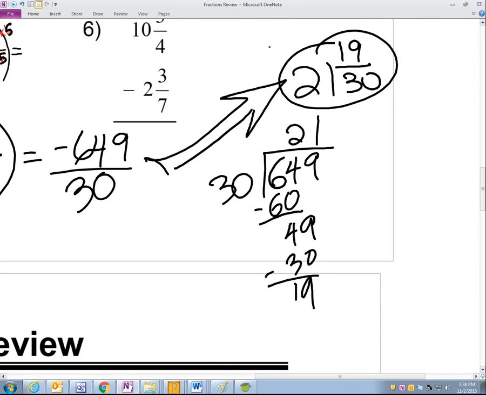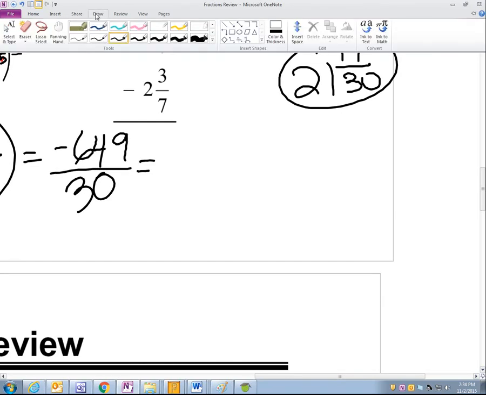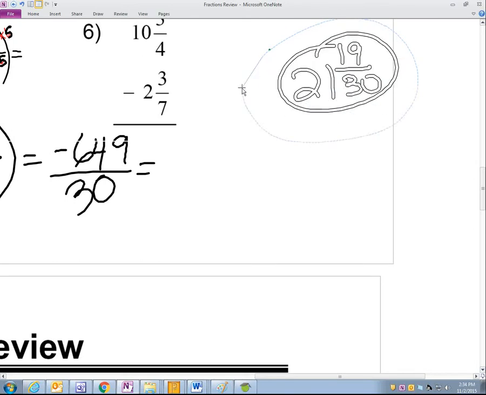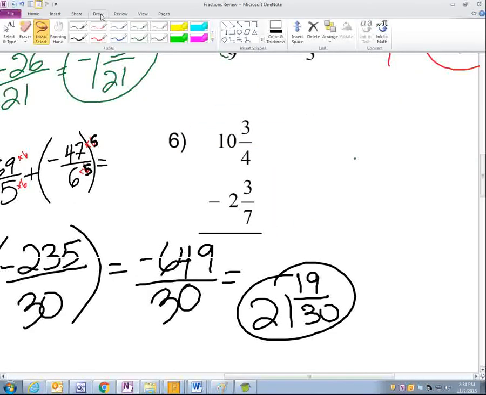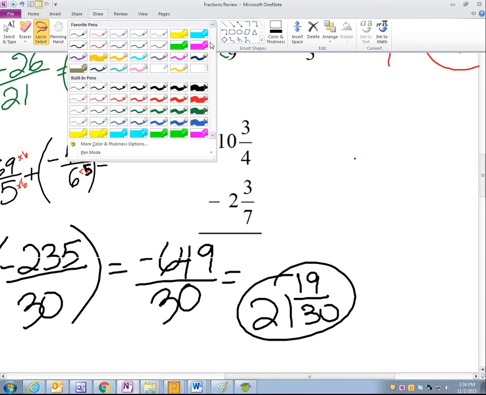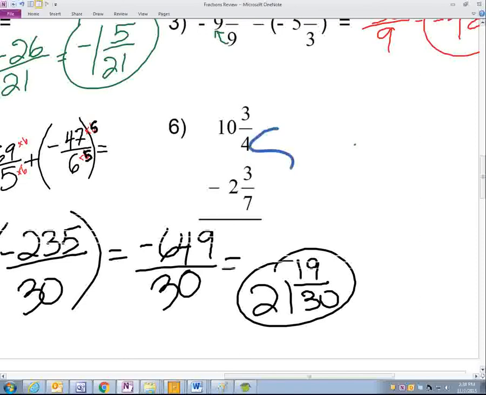Halfway through the notes, yay. And 19 thirtieths. I'm going to erase this because this is something I would imagine you to put on a separate sheet of paper, like a notes. Yep, another piece of paper. I would expect you to know how to do that. I'm not going to draw. Go back to this guy. And we are going to number 6.